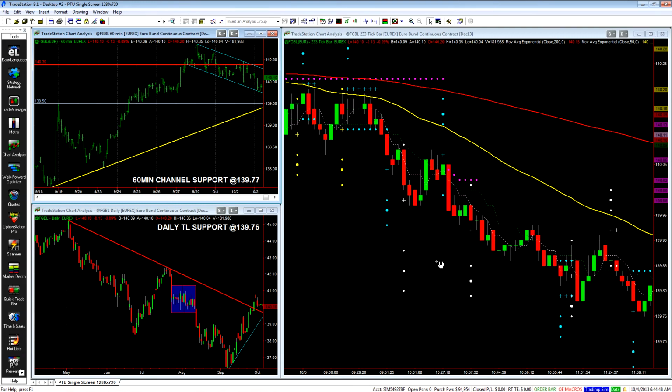Hi, I just want to go through an example of a Bund trade and the context that was used to support that trade. I feel that context is a very important piece of the puzzle, whichever system you're using.